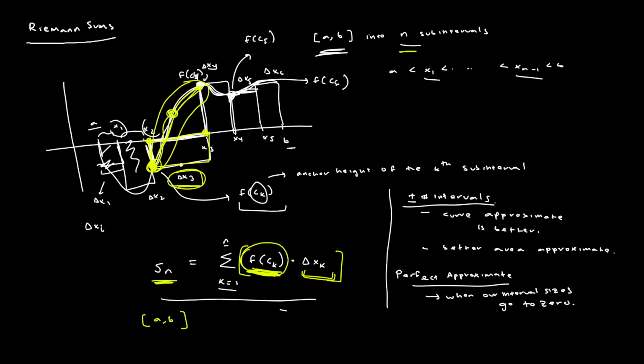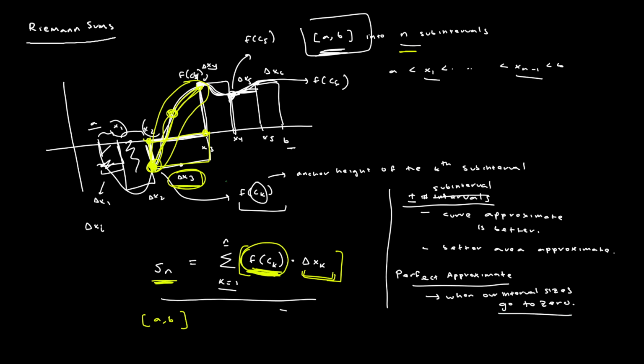And when we increase the number of intervals, or to be more specific, increase the number of sub-intervals, right? Because the interval that we're trying to find the area over, a comma b, is always the same. So as we increase the number of sub-intervals, each of the sub-interval sizes goes to 0, right? Or gets smaller and smaller.